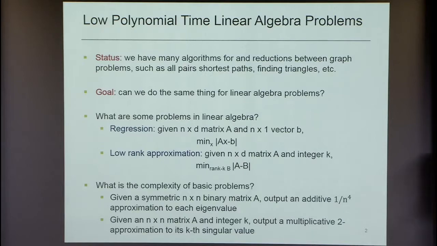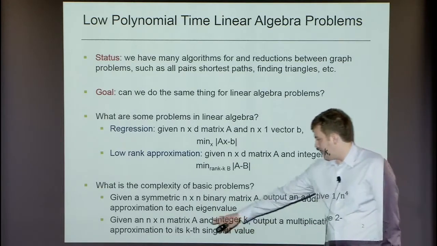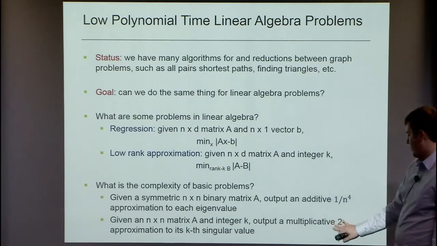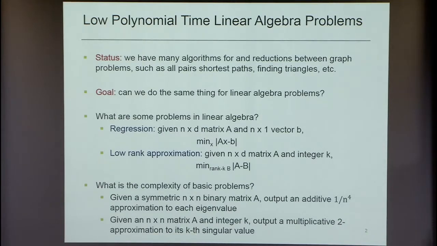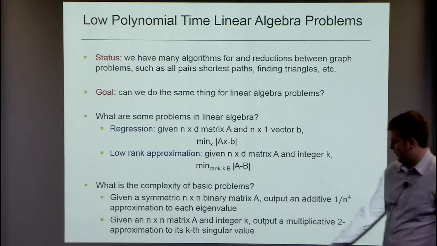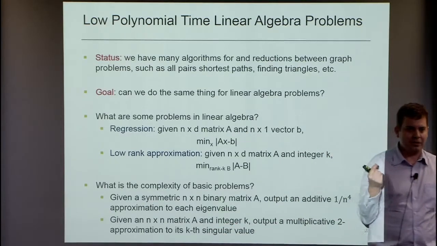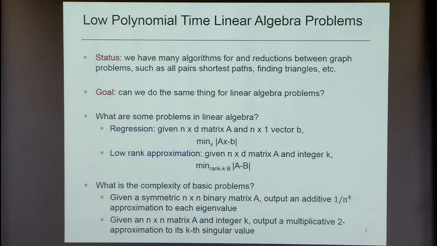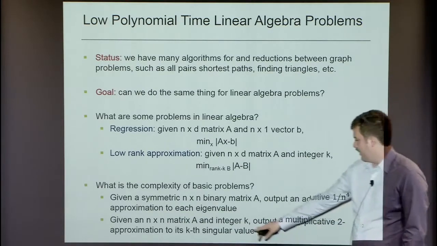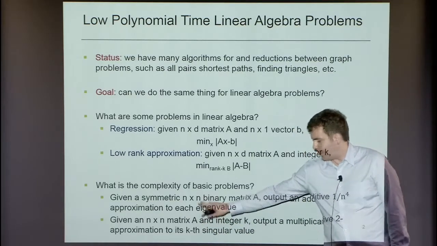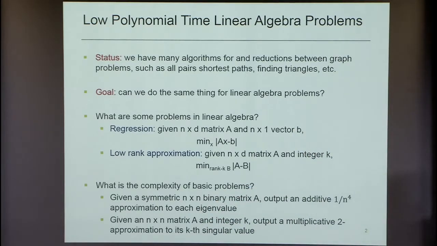You could also ask a relative error version of this. Given an n by n matrix A and an integer k, what if I want a multiplicative 2 approximation to its kth singular value? So here the output is really tiny, right? It's just a 2 approximation to a number. And we call the singular values the square roots of the eigenvalues of A transpose A. So what is the complexity of this problem?